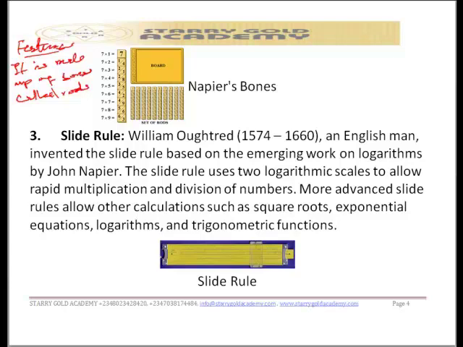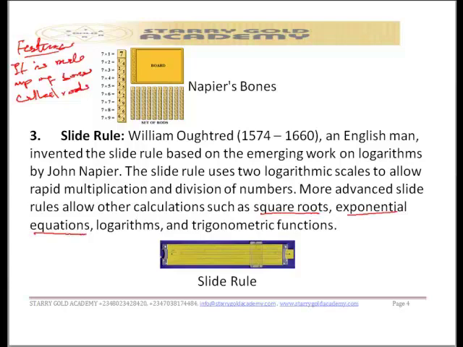Based on the emerging work on logarithms by John Napier. The slide rule uses two logarithmic scales to allow rapid multiplication and division of numbers. More advanced slide rules allow other calculations such as square roots, exponential equations, logarithms, and trigonometric functions. This is how it looks like. Slide rule.